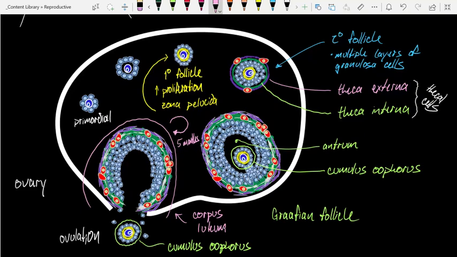And in our next video, we'll discuss how the fimbriae of the fallopian tube will scrape that primary oocyte surrounded by the cumulus oophorus right off the surface of the ovary and pull it into the antrum of the fallopian tube, which is the site where fertilization is most likely to take place.